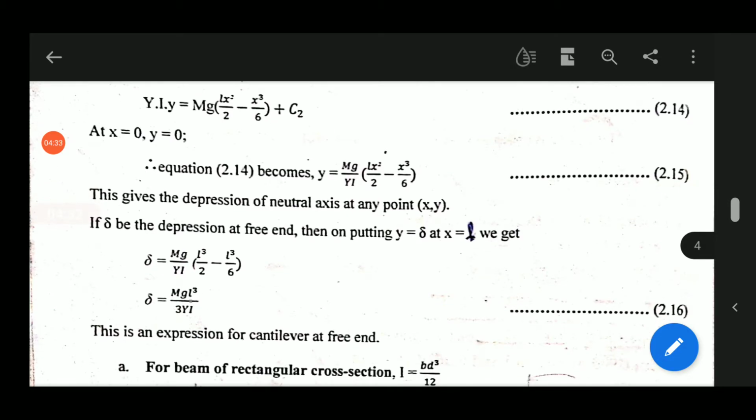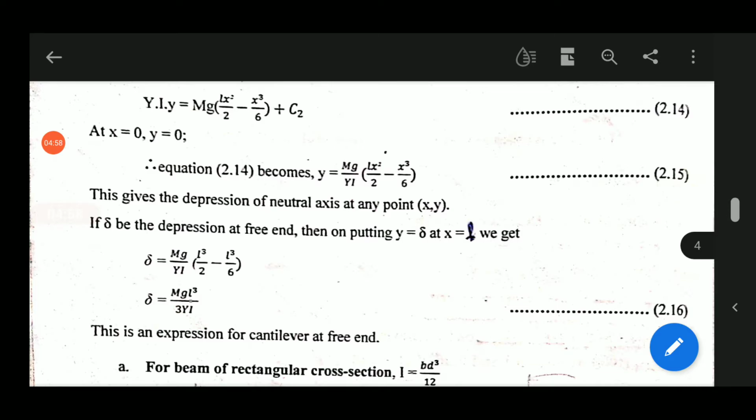Here L is the length of the beam, so we put x equal to L. The y is the vertical direction, that is the deflection, and x is the horizontal length of the beam. The beam is bending in the y direction, so delta is minus y. This delta is nothing but the depression of y.